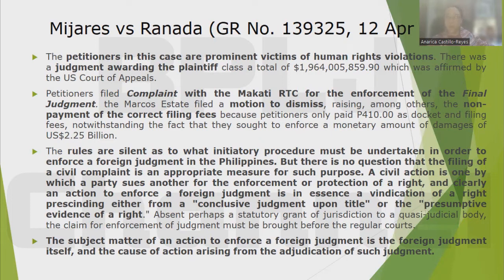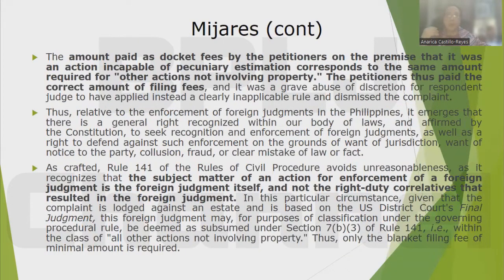So what is the cause of action for the enforcement of a foreign judgment? It is the awarded judgment itself. So the refusal of the defendant or the respondent to comply with the said judgment is a violation of the right of the plaintiff. So that is the cause of action. It is not the amount of damages that is already awarded in the judgment. So the amount paid as docket fees, on the premise that it was an action incapable of pecuniary estimation, corresponds to the same amount required for other actions not involving property. The petitioners thus paid the correct fee.